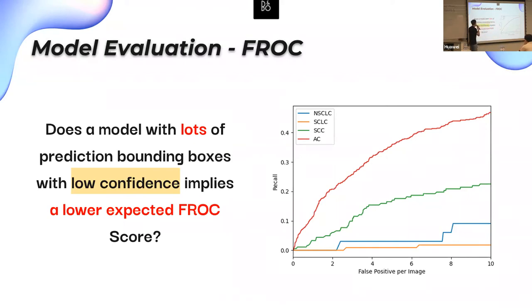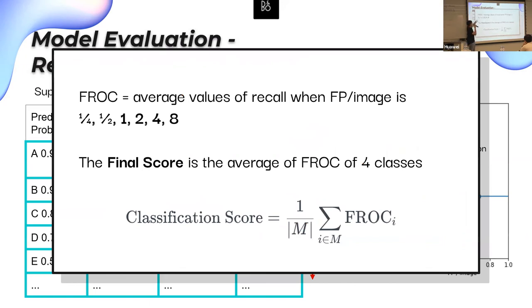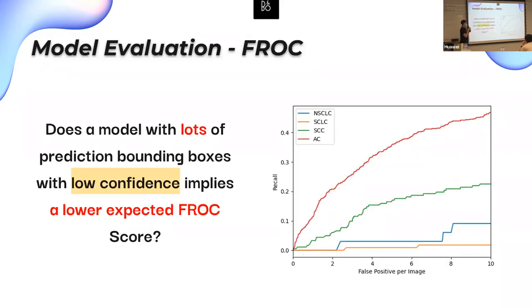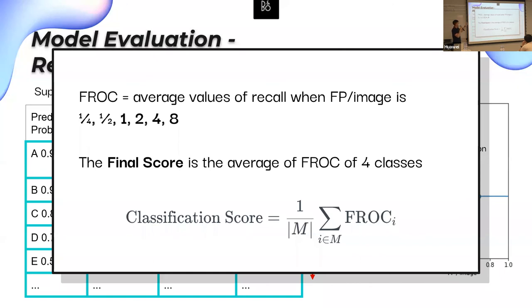Okay. So the answer is no. Because remember, we threshold our FROC, we will calculate your recall values when false positive is around this. So if your confidence is low, very likely they are false positives. And in that case, you have too much false positive that it doesn't even fall inside this range. So if it is outside, let's say the data point is around 16, then it will not be inside the range of this. So it will not affect the FROC score, very likely.